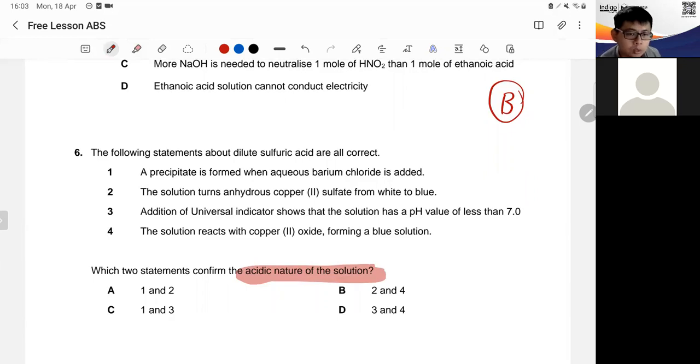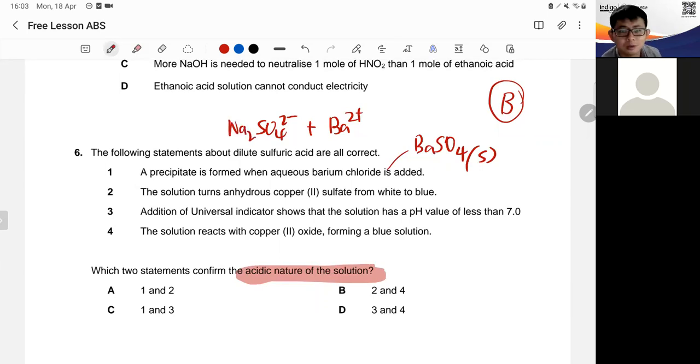Let's look at 1. A precipitate formed when aqueous barium chloride is added. This is true, the question says it's true. And I know it's true because you will form barium sulfate, which you have learned before, is insoluble. But does it tell you that it's acid? No, not at all. Because as long as there's a sulfate somewhere, when I hit it with the barium, it will react and form a precipitate. That sulfate need not be an acid. It could be sodium sulfate, which will also give you the same result.